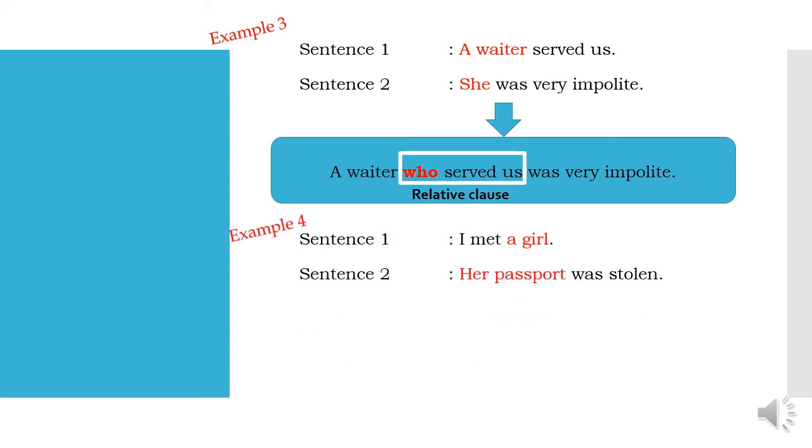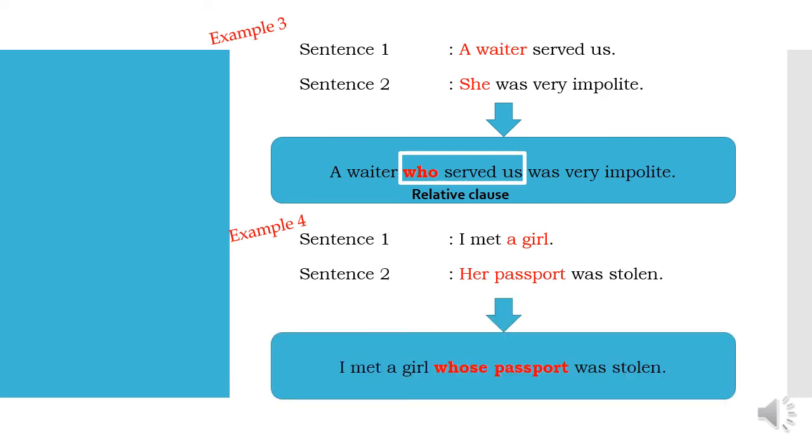Well, let's go on to the next example. Sentence 1 says, I met a girl. Sentence 2 says, her passport was stolen. So, if we want to combine these two sentences using relative clause, it will say, saya bertemu seorang gadis yang pasportnya dicuri. Yang pasportnya. Di situ menunjukkan adanya kepemilikan pasportnya. Kepemilikan in English is possession.